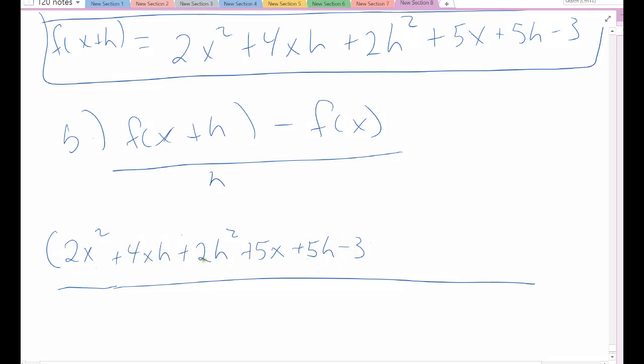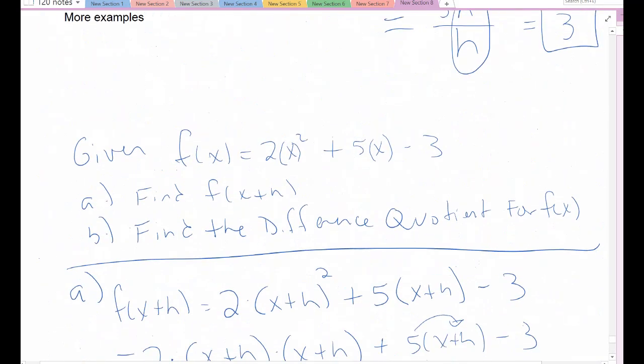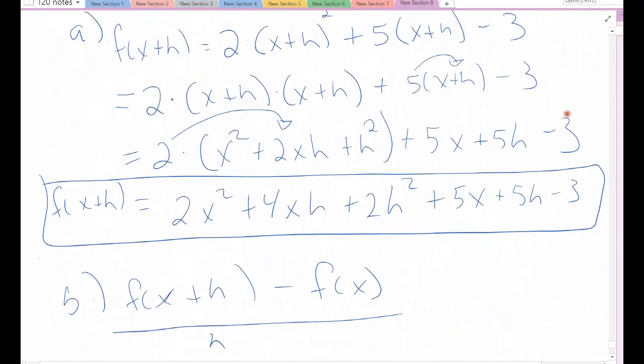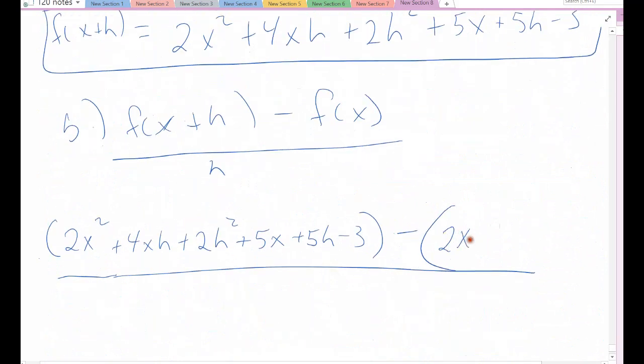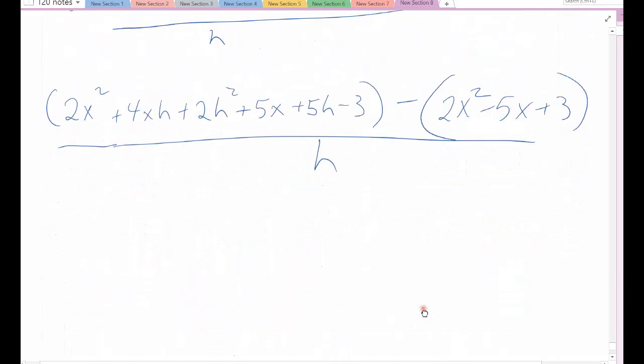2x squared, 4xh, 2h squared, 5x plus 5h, minus 3. Then it's minus the original function. So I have to go back up and remember what the original function was. So this was the original function, so that's what I have to subtract: 2x squared plus 5x minus 3. So 2x squared minus 5x plus 3 all over h. And now it just comes down to being very, very careful that I don't accidentally miss anything. That's my biggest thing here.